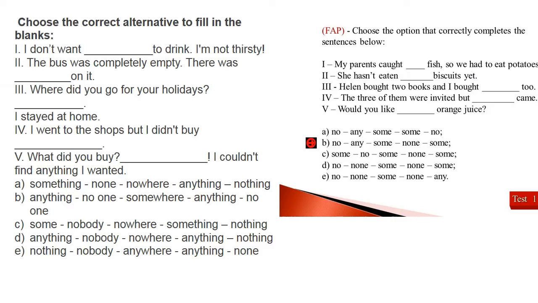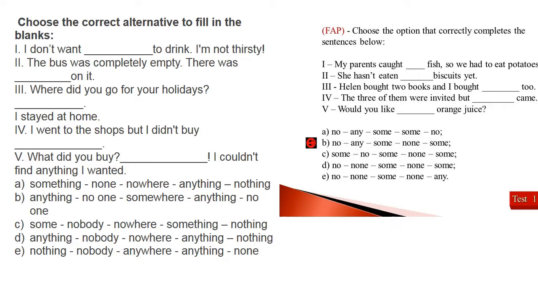And finally, let's have some grammar practice. Choose the correct alternative to fill in the blanks. I don't want to drink. I'm not thirsty. We have to choose from something, none, nowhere, anything, or nothing. Let's see. The good answer is, I don't want anything to drink. I'm not thirsty.